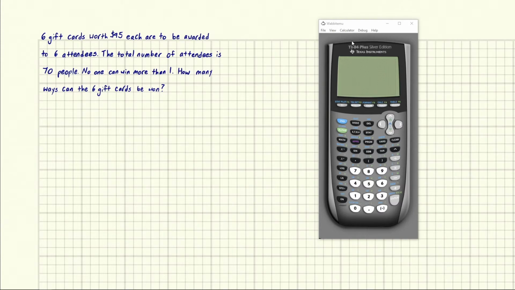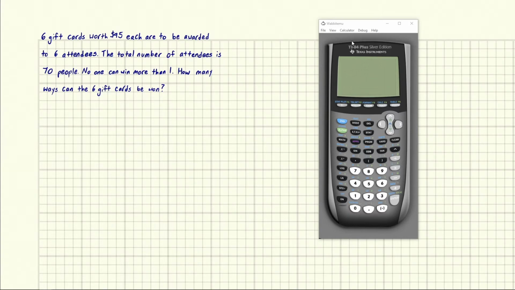So you go to this conference or meeting or whatever, and they've got these pretty slick gift cards you want. And you're one of 70 people. That's not bad odds compared to how this normally goes down. So you want to see how many ways these can be distributed to all these different people. And it's important to know that no one can win more than one. So once someone's won, they're taken out of the equation.